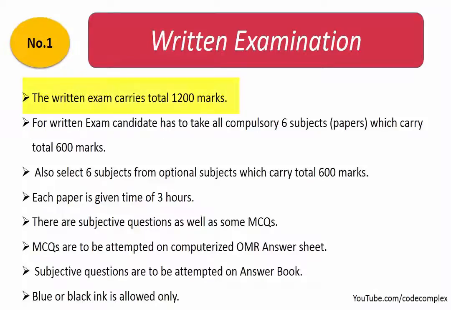Number 1, written examination. The written exam carries total 1200 marks. For written exam, candidate has to take all compulsory 6 subjects, papers, which carry total 600 marks. Also select 6 subjects from optional subjects which carry total 600 marks. Each paper is given time of 3 hours.